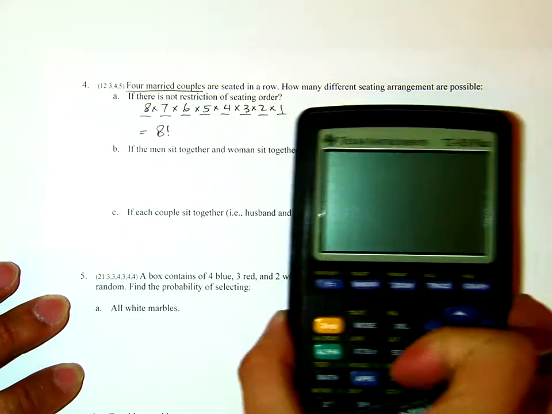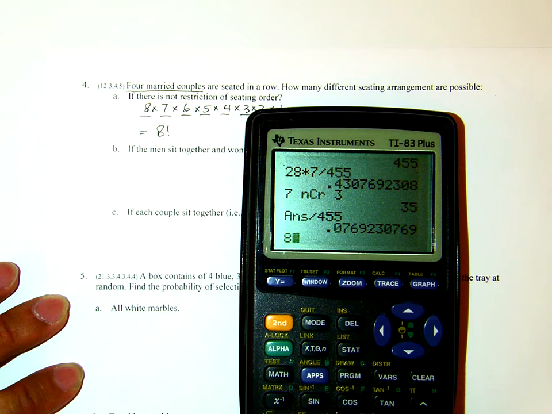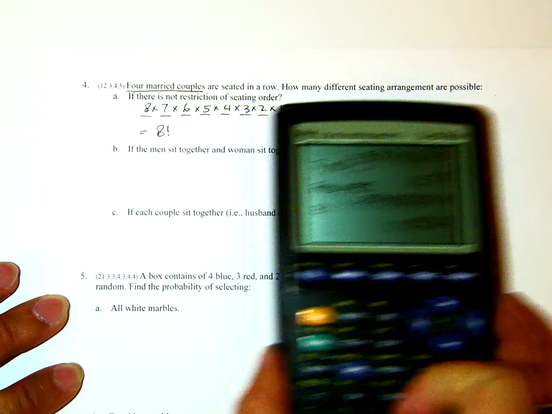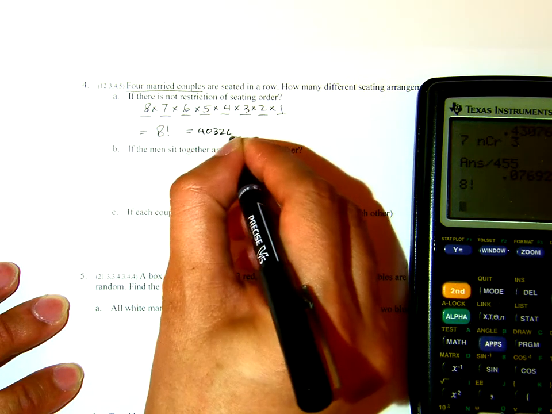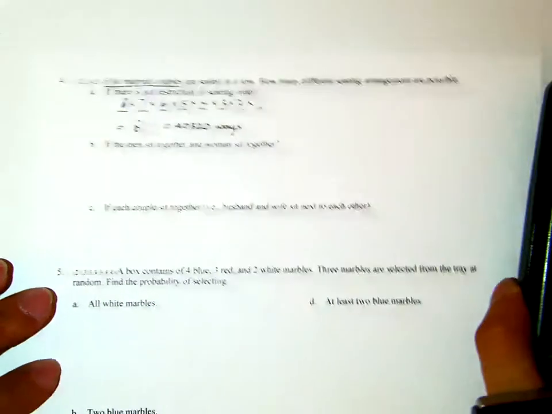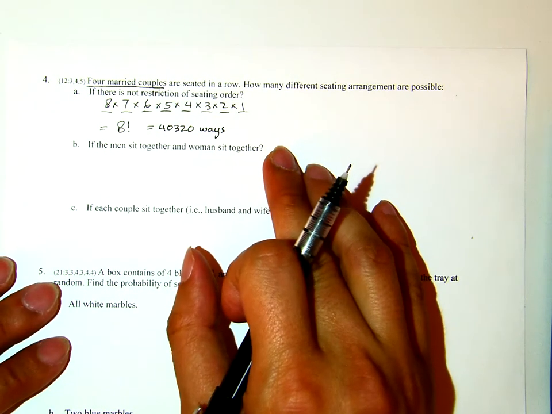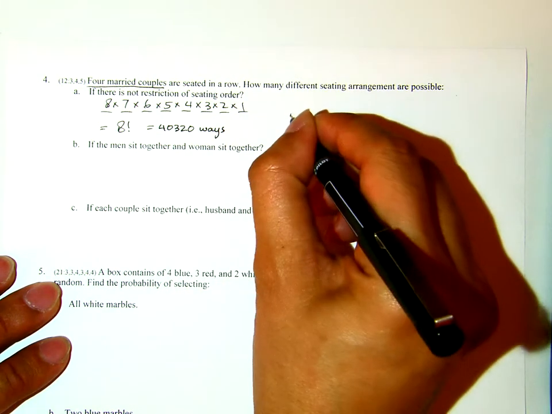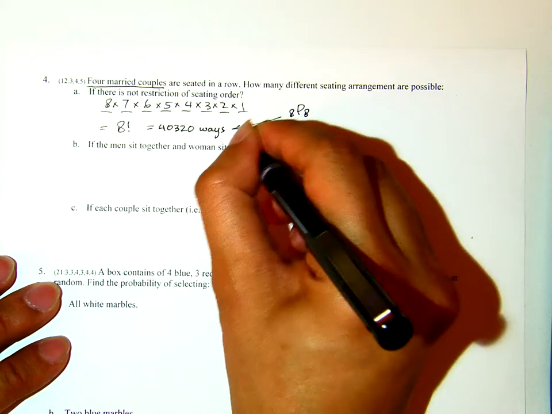Okay, now I use my calculator. 8 factorial, there are 40,320 ways. Okay, now if you think about this, it can also be done by thinking this way. There are 8 people. How many ways can you put them in order? That's the same as 8 permute 8, which if you use your calculator you should get the same number.